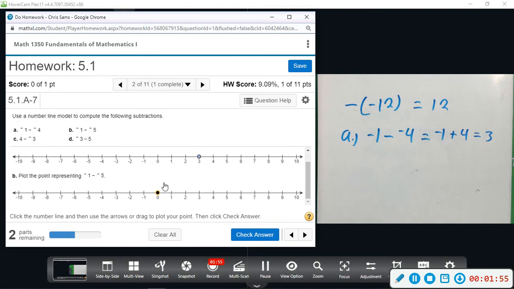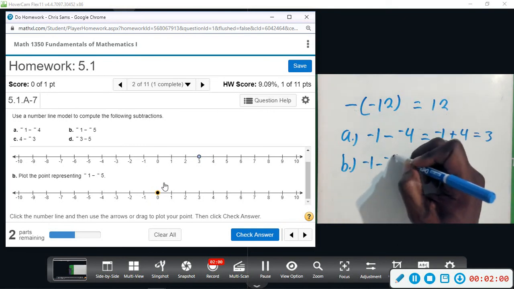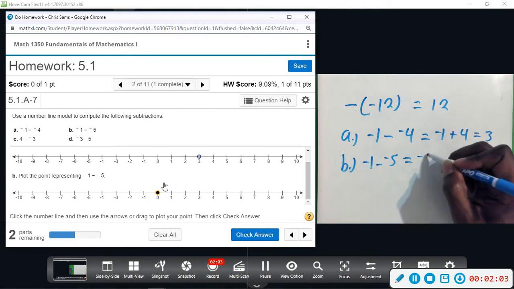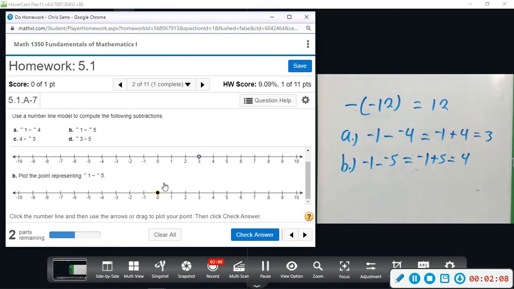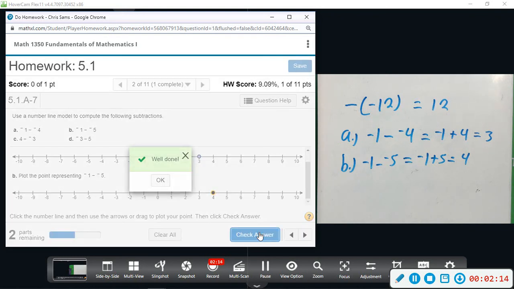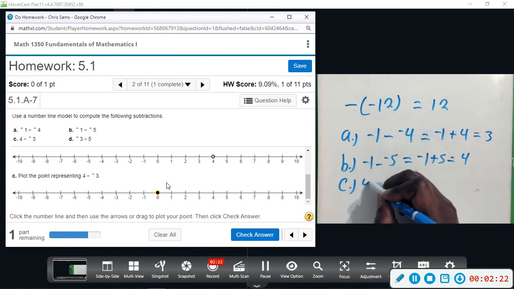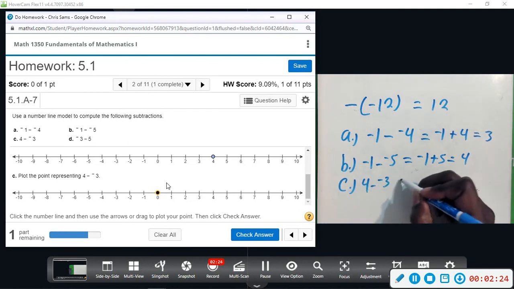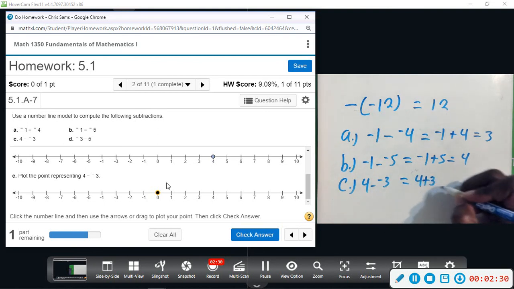We're going to do the same thing. So B, we have -1 minus a -5, which in result means -1 plus 5, which gives us 4. Take this dot, drag it over to 4. C, we have 4 minus a -3. This minus a negative again is going to change to 4 plus 3, which is going to leave us at 7.